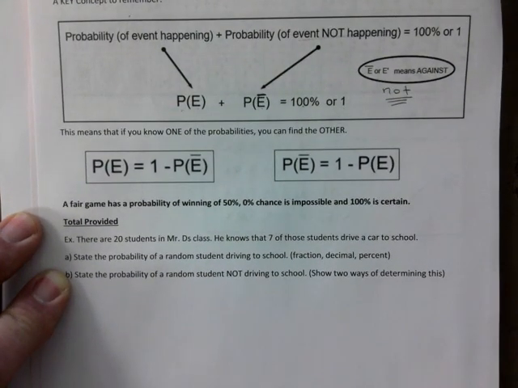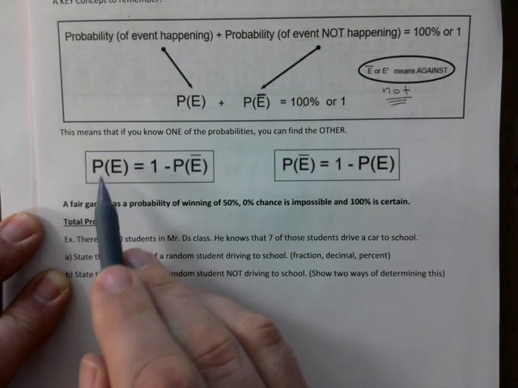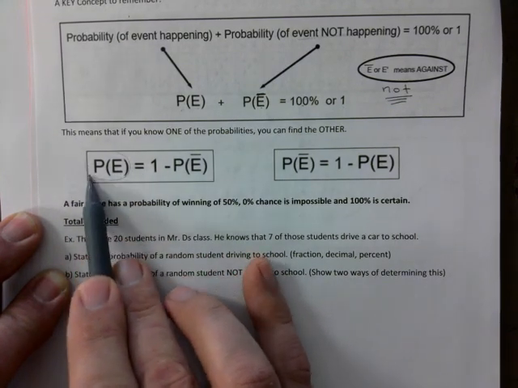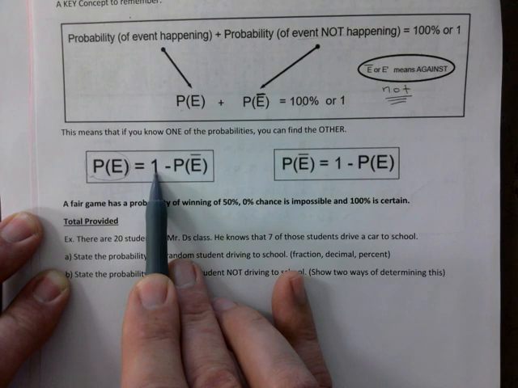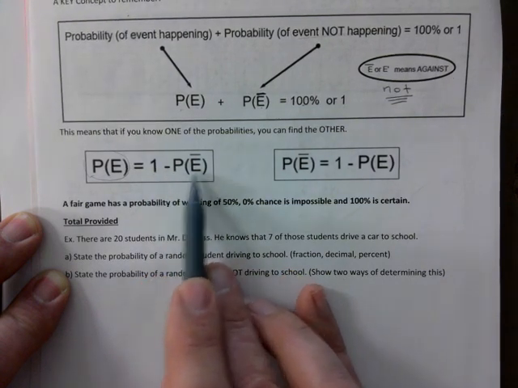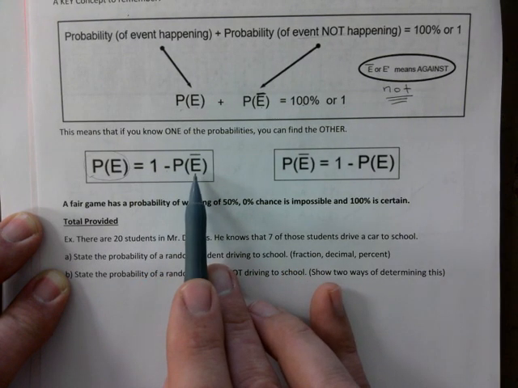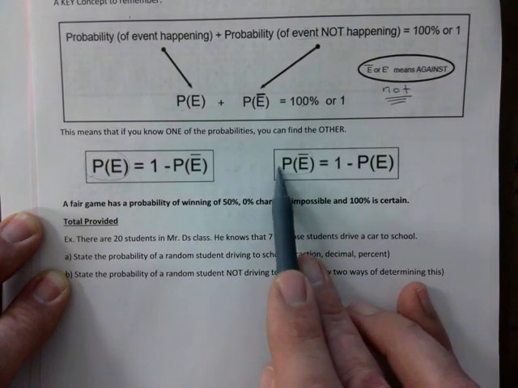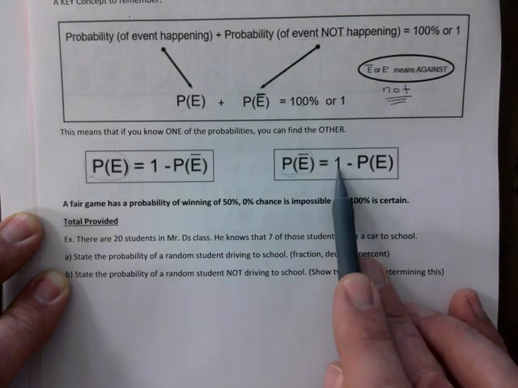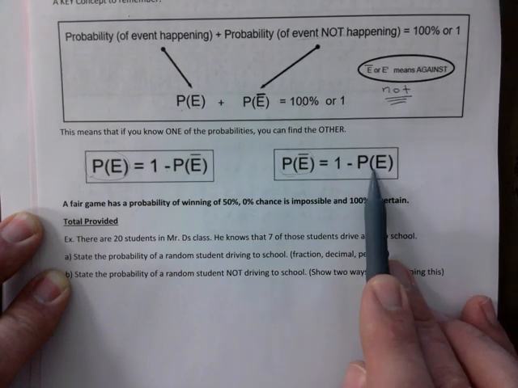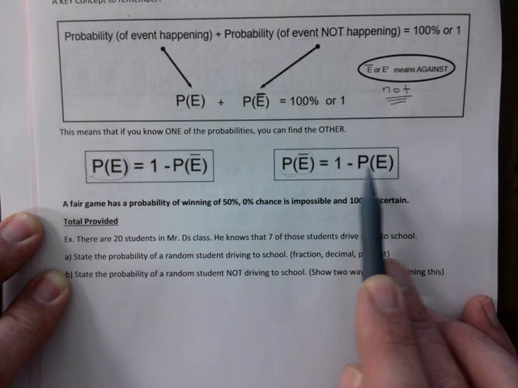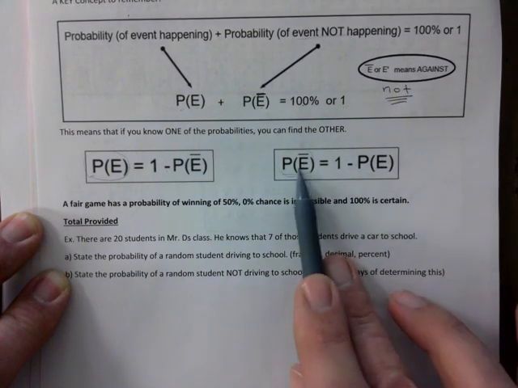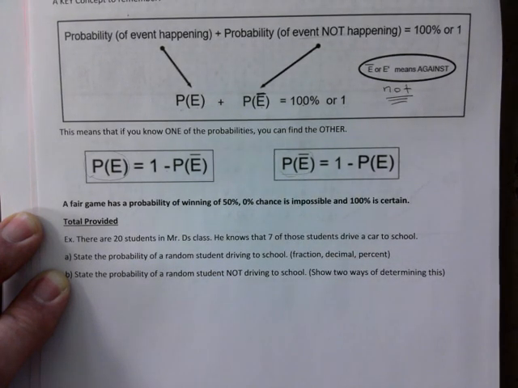So right now, don't let the formula scare you too much. I think it'll make sense to you. If you want the probability of an event happening, you could go 1 minus it not happening. Or if you wanted to know the probability of the event not happening, you just go 1 minus it happening. Like if it's a 25% chance of snow, 1 minus 0.25 would give you the percentage of it not happening.